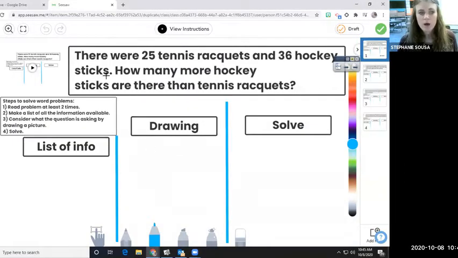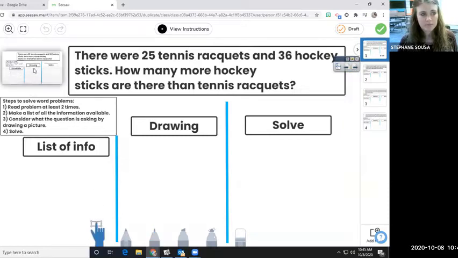We have a word problem here. Let's listen to this problem. There were 25 tennis rackets and 36 hockey sticks. How many more hockey sticks are there than tennis rackets? Remember, read the problem at least 2 times. Make a list of all the information available. Consider what the question is asking by drawing a picture, and solve.